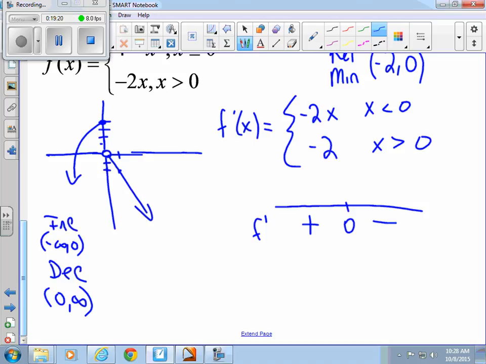So be careful on piecewise is what I want you to know. The moral of this story is be careful. Have your Algebra 2 knowledge in your head when you're working on piecewise, because they're strange.